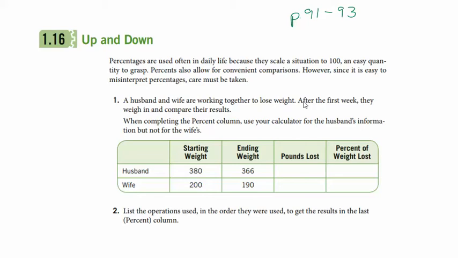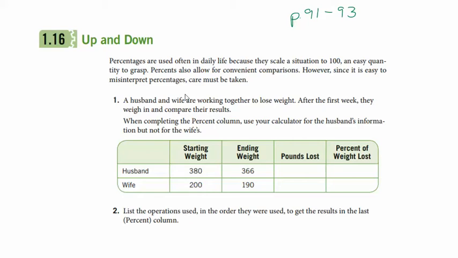A husband and wife are working together to lose weight. After the first week, they weigh in and compare their results. When completing the percent column, use your calculator for the husband's information, but not for the wife's. All right, so we have the husband. His starting weight was 380 pounds, and his ending weight was 366. So how many pounds did he lose?